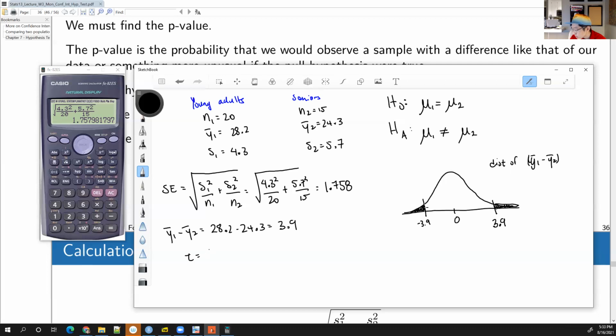Okay, so we're going to take that difference y bar 1 minus y bar 2. The mean is 0, so I could subtract off 0, but I don't have to. And we're going to divide this by the standard error. So we're going to get 3.9 divided by 1.758. This is 2.218 standard deviations away, or 2.218 standard errors from the mean.